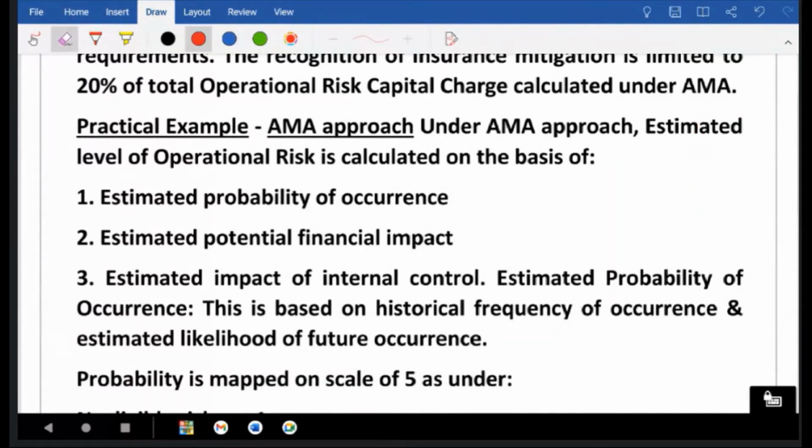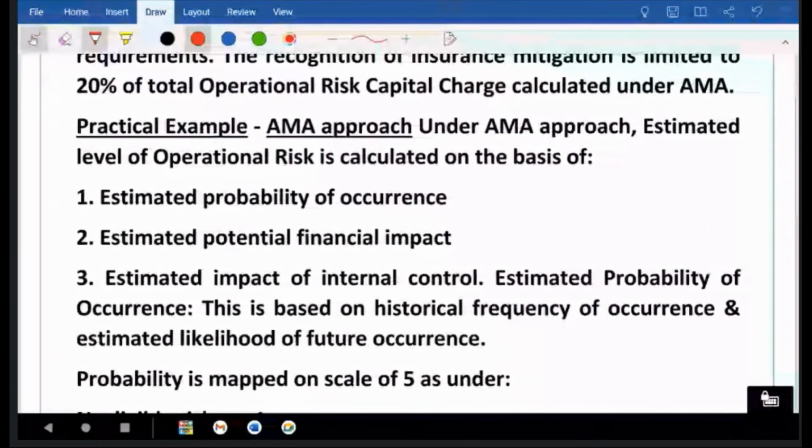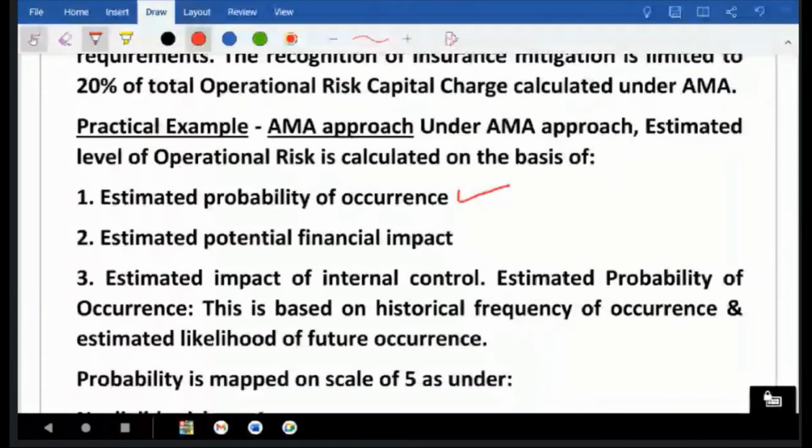I'll take one practical example here. Under the advanced measurement approach, the estimated level of operational risk is calculated on the basis of three factors. It's very important, and I will also show you one numerical. Number one, estimated probability of occurrence, that means we find out the probability of occurrence of that event. Number two, estimated potential financial effect. Number three, estimated impact of internal control. We'll see them one by one.